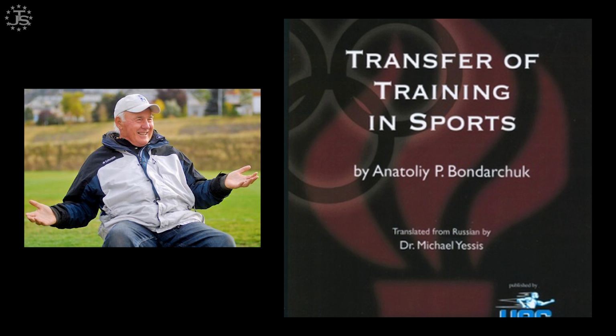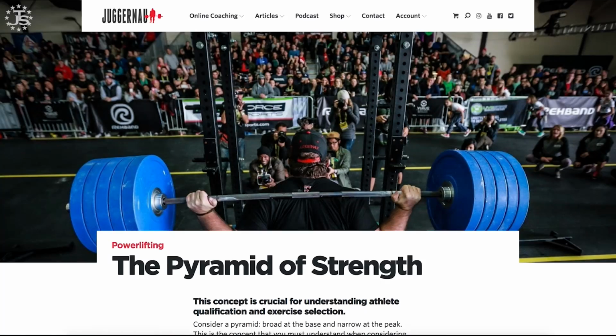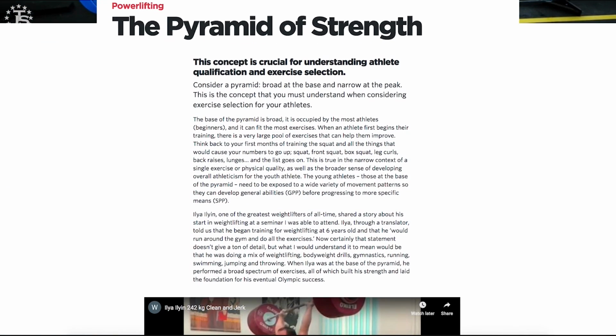And this is going to happen through strategically selecting our exercises. Dr. Anatoly Bondarchuk, who wrote the book Transfer of Training for Sport, which I highly suggest, classifies exercises from least transfer to most transfer. So working our way up that, and this goes along with my article, Pyramid of Strength, a lot of that's based on this concept.